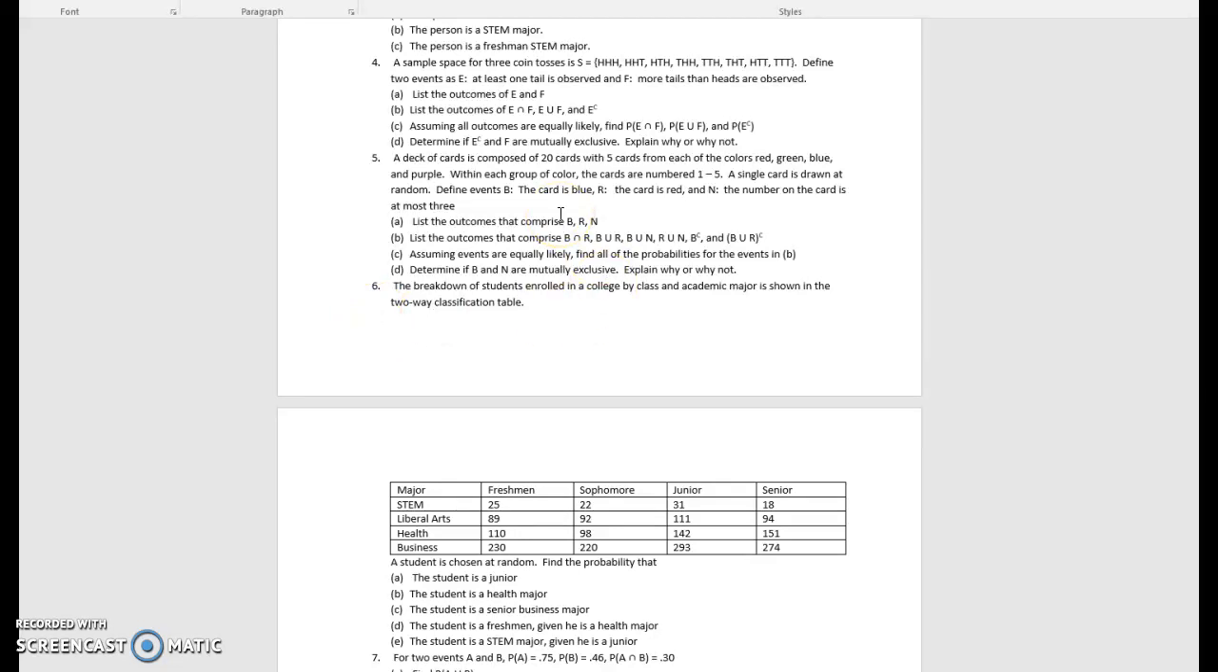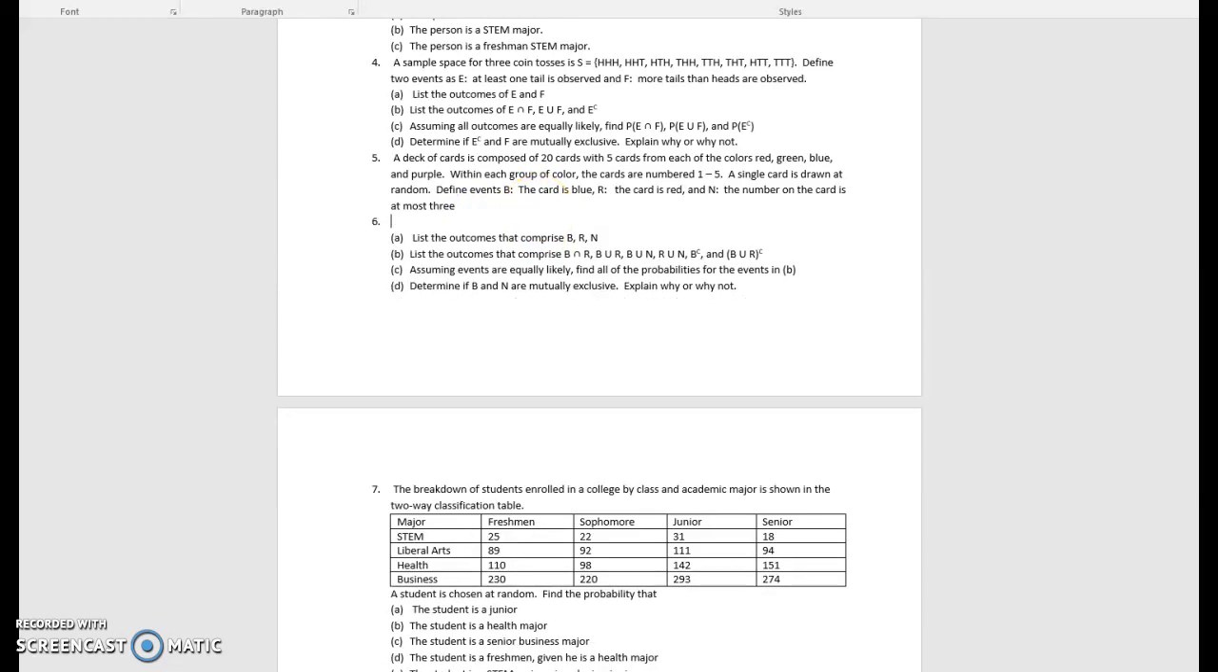We are on number 5, so let's take a look. A deck of cards is composed of 20 cards with 5 cards from each of the colors red, green, blue, and purple. Within each group of color, the cards are numbered 1 through 5. A single card is drawn at random. We're going to define events B, the card is blue, R, the card is red, and N, the number on the card is at most 3.